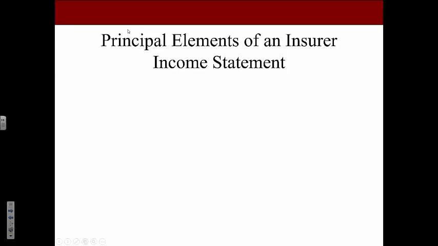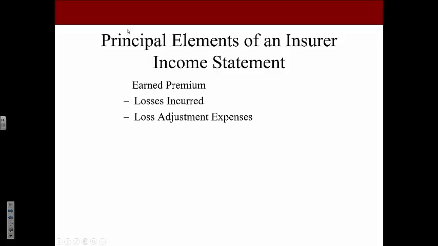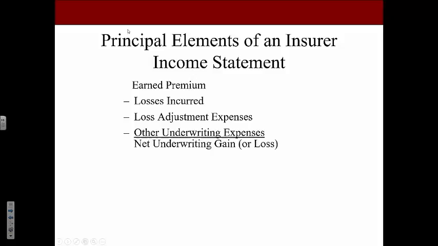Now let's look at the principal elements of an insurance company's income statement. Earned premium is basically the revenue for an insurance company, at least in terms of the underwriting side. And their major expense is losses incurred, which includes both paid losses and loss reserves, and their loss adjustment expenses and other underwriting expenses. That is their net underwriting gain or loss.